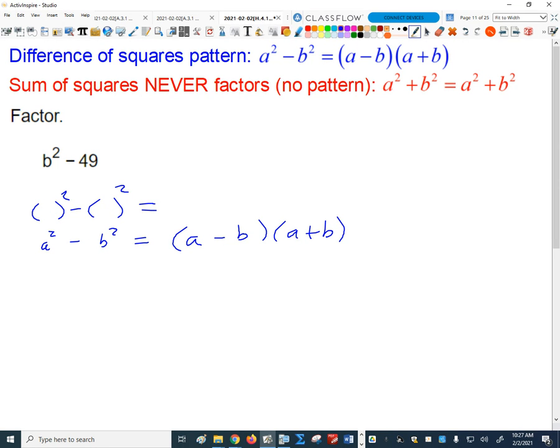Well, obviously the first one is just a b, right? That's already written as something squared. What about the second term? 49 is what squared? 7 squared. 7 squared, right? So a is in this case replaced by a b, and b is replaced by a 7, and we just get the answer b minus 7 times b plus 7. Done.